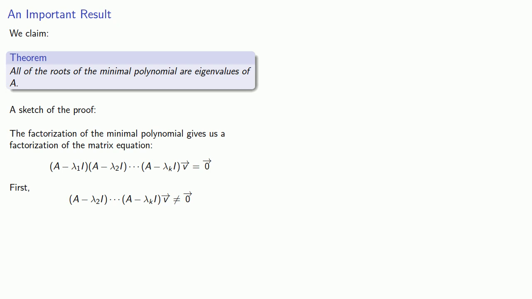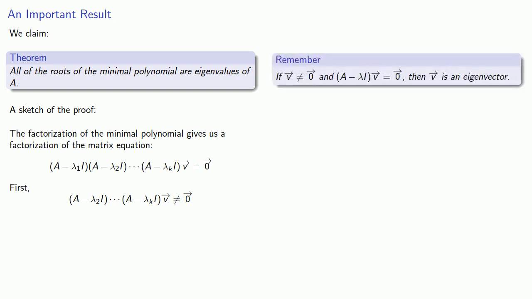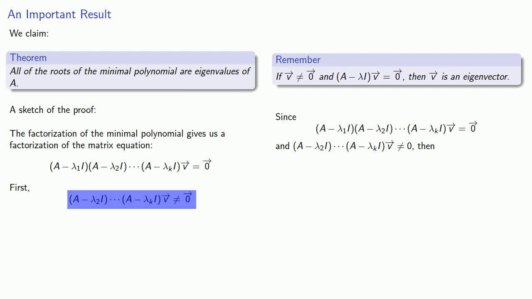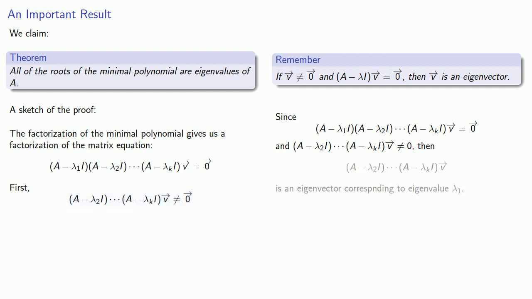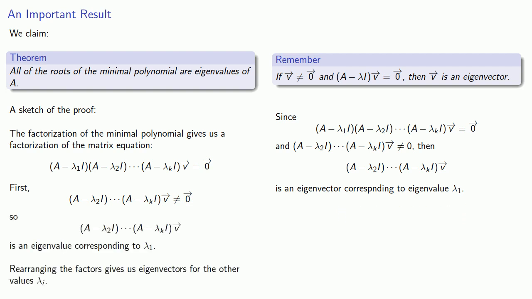So remember, another way of characterizing an eigenvector-eigenvalue pair is the following. If v is not equal to the zero vector and (A minus lambda I) applied to v is the zero vector, then v is going to be an eigenvector for eigenvalue lambda. Now, since this entire product does give us the zero vector, and this last portion of the product is not the zero vector, it follows that this last portion is an eigenvector corresponding to the eigenvalue lambda 1. And we can rearrange the factors to give us the eigenvectors for the other eigenvalues lambda j.